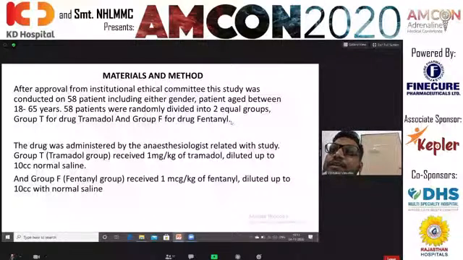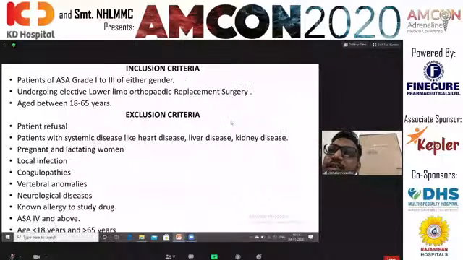In material and methodology, after approval from the Institutional Ethical Committee, 58 patients were selected and randomly divided into two equal groups, and the whole procedure was explained to them and consent was taken. In group T, patients received 1 mg per kg of tramadol diluted in 10 cc, whereas group F received 1 microgram per kg of fentanyl diluted in 10 cc normal saline.